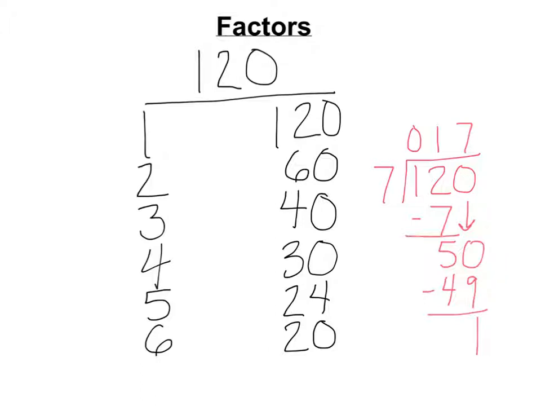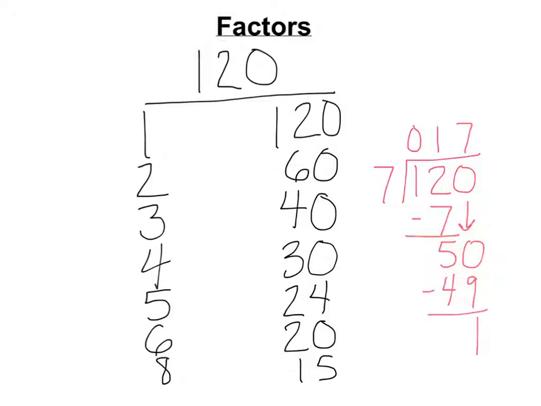So keep counting. 1, 2, 3, 4, 5, 6, 7, 8. 8 does go into 120. One of the reasons why I know is if I take a look at some of these numbers over here, 8 goes into 40, 8 goes into 24. Well, if it goes into these factors, it must also go into 120. So if I do a little bit of scratch work, I'll find it's 8 times 15.